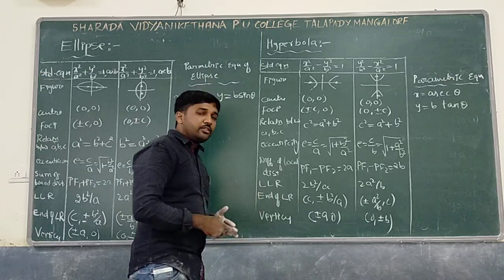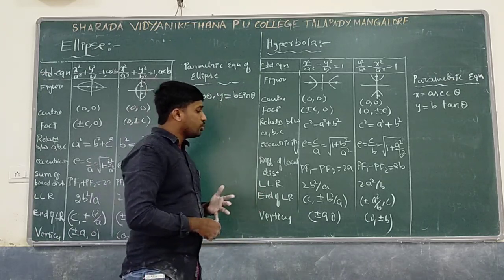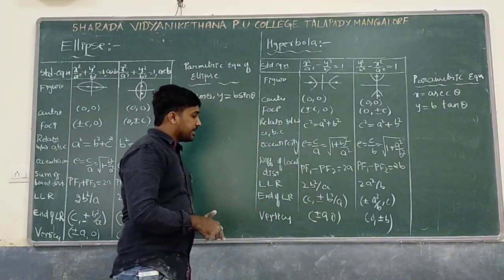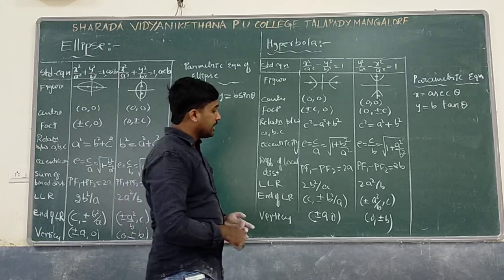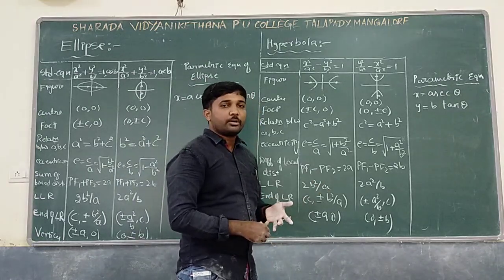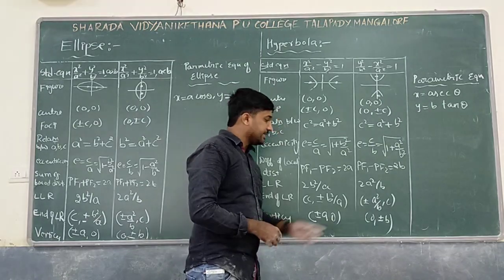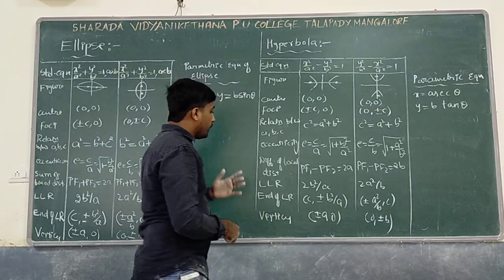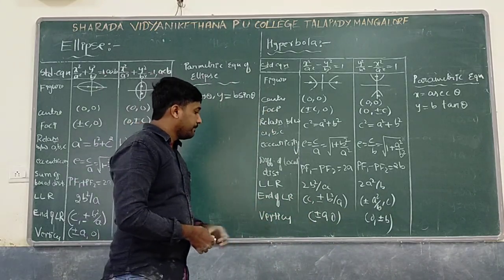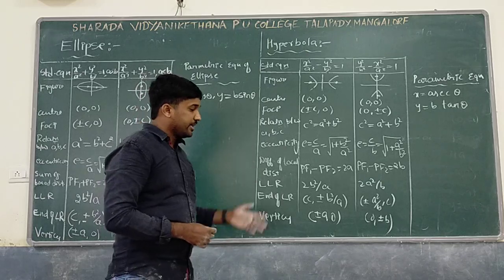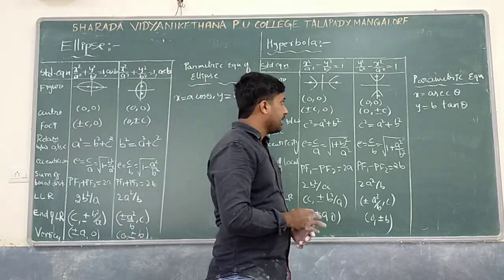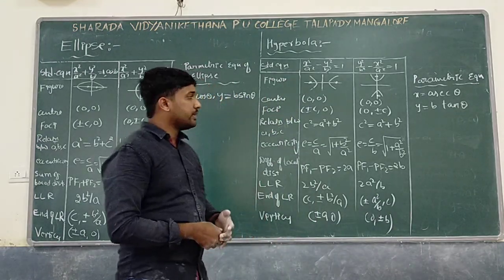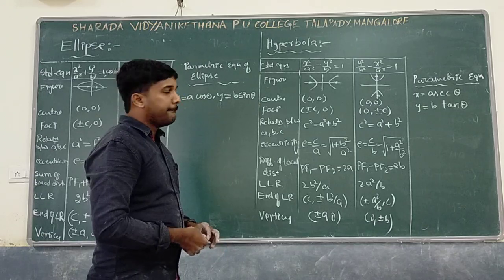Next, length of the latus rectum. In the first case 2b square by a, and in the second case 2a square by b. End of the latus rectum. The endpoints of the latus rectum are given by c comma plus or minus b square by a for the first case, and for the second case it is plus or minus a square by b comma c. Next, vertices of the hyperbola are plus or minus a comma 0 in the first case, and for the second case 0 comma plus or minus b. Next, parametric equation of hyperbola. x is equal to a secant theta, y is equal to b tan theta.